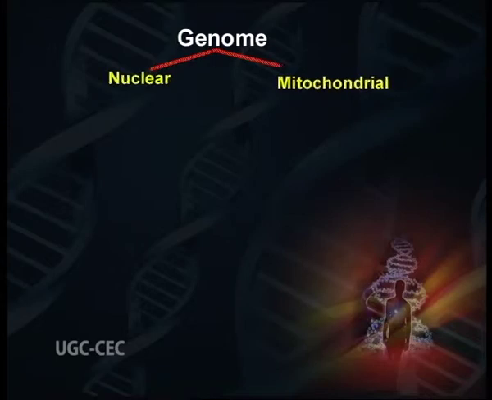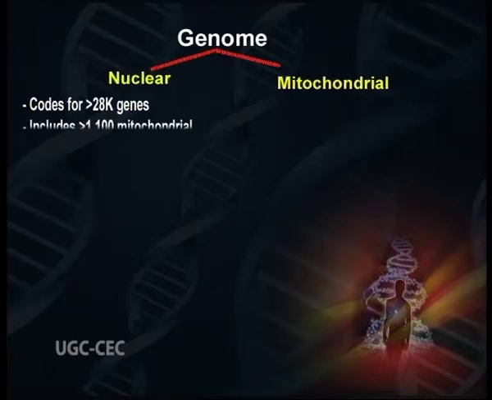As we have already talked about before, the human genome is compartmentalized into 2 different organelles within a given cell. DNA is present in the nucleus, and DNA is also present in the mitochondria. The DNA present in the nucleus encodes about 28,000 genes. Out of these, approximately 1400 genes code for mitochondrial gene products.